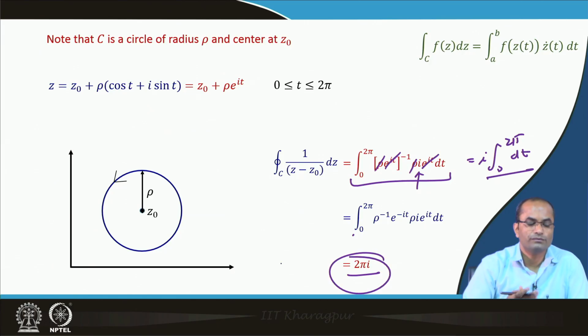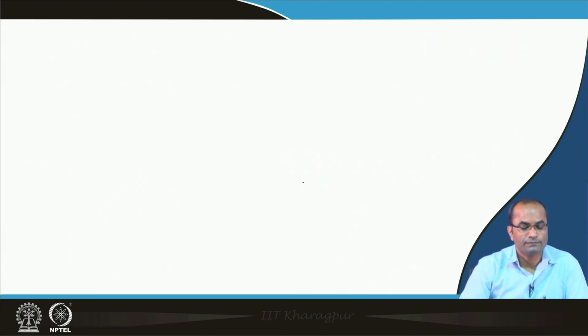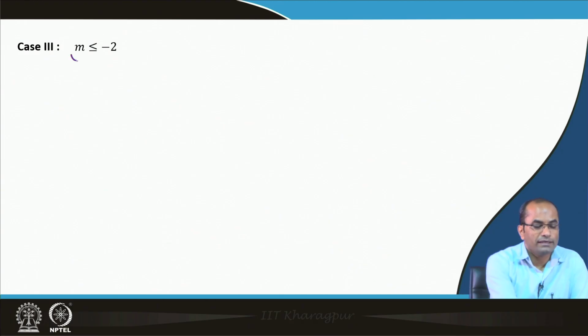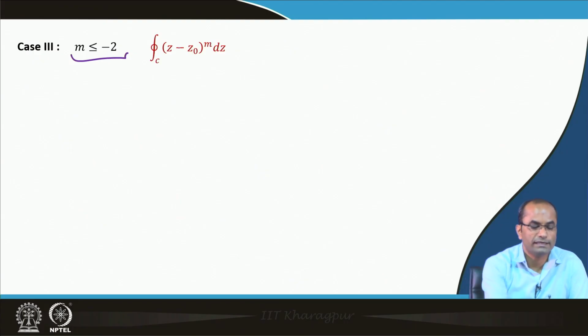So, the value of this integral over this given curve is 2 pi I, it is not 0. So, we have seen, because the function was not analytic, over this closed curve also we have the value 2 pi I. So, this case we have covered when m was equal to minus 1, and when m is less than or equal to minus 2, we will also see what value it will take. So, we consider this integral.